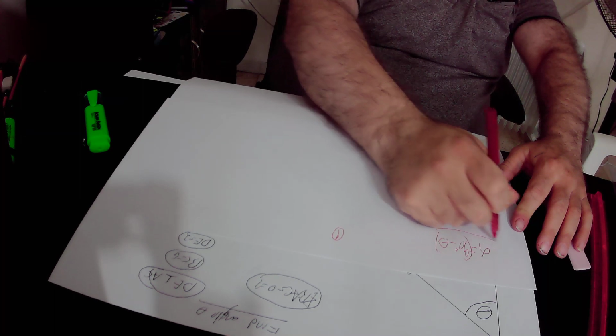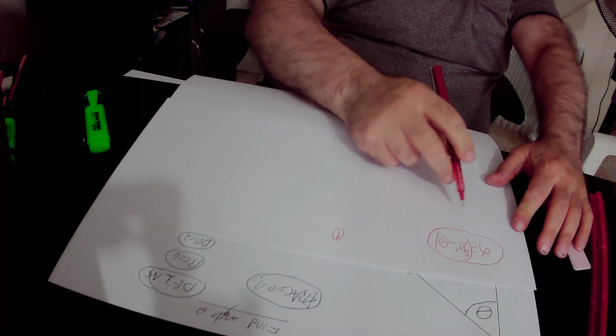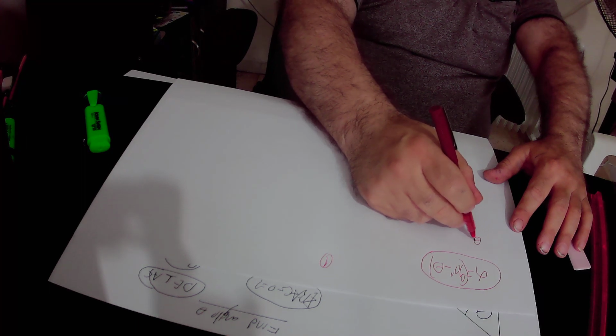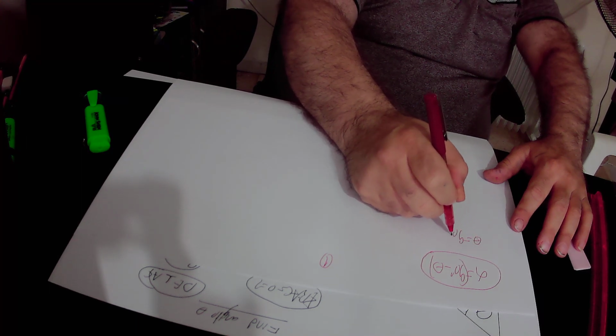Here we will add theta to this equation and we will subtract alpha, and we will get that angle theta equals 90 degrees minus alpha.